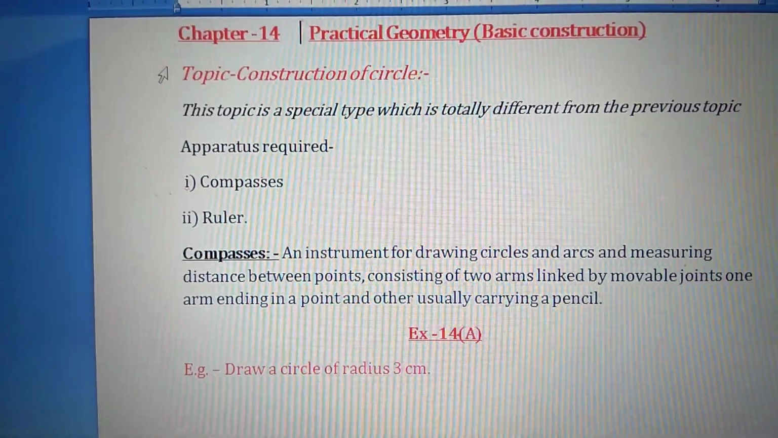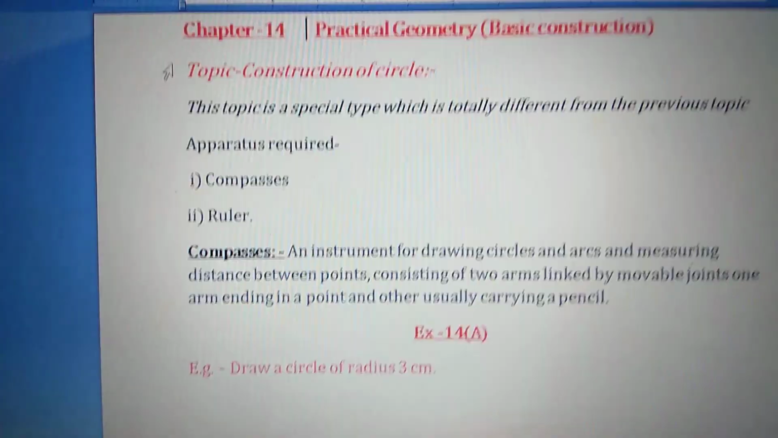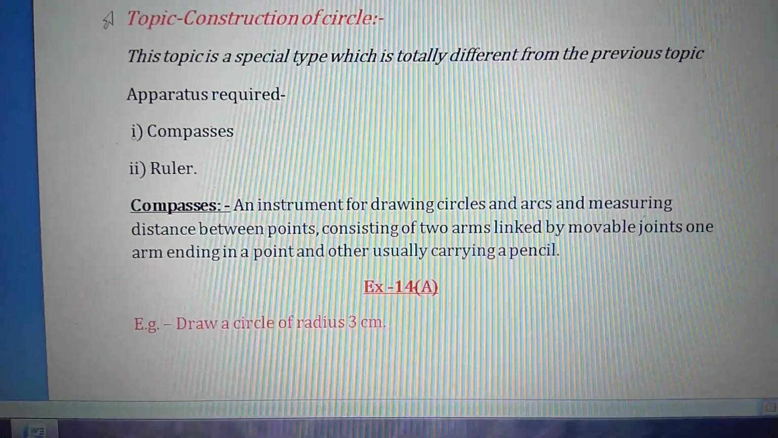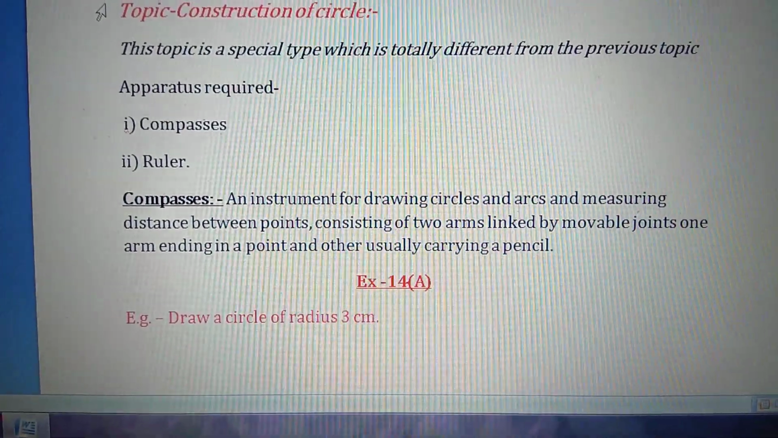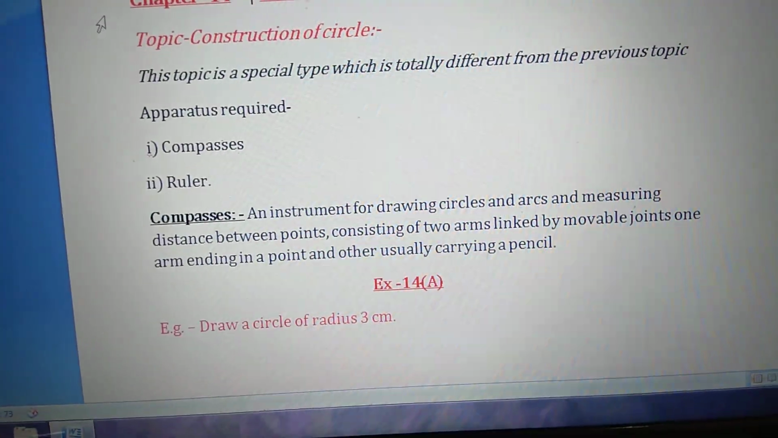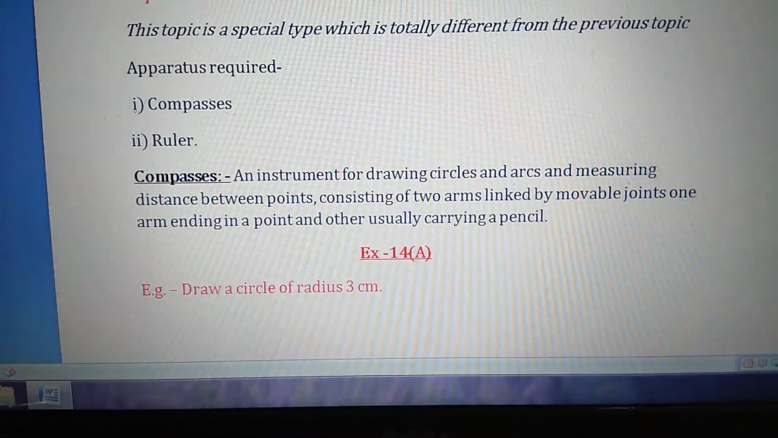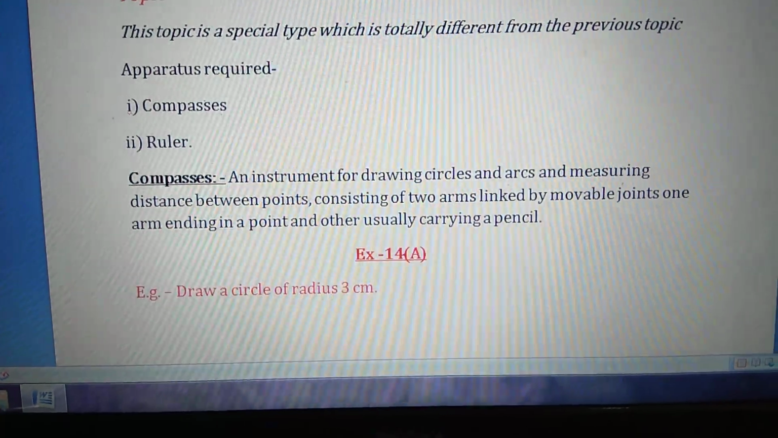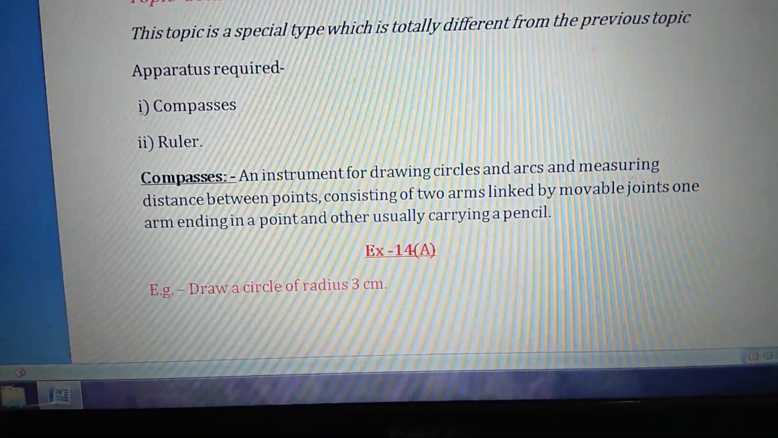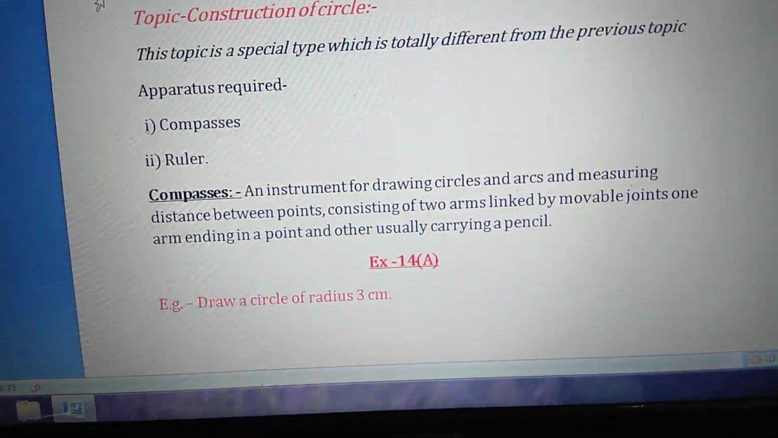So let's have a look at what a compass is. All of you have seen a compass. So now let me give the proper definition of compass. An instrument for drawing circles and arcs and measuring distance between points, consisting of 2 arms linked by a movable joint, one arm ending in a point and the other usually carrying a pencil.